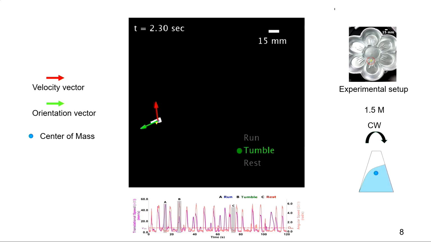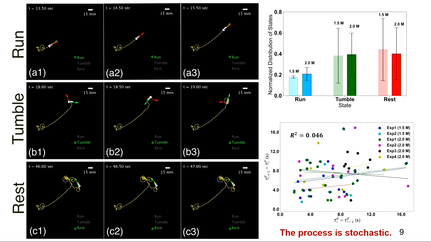This is one of the experimental movies where the green vector shows the orientation of the swimmer and the red one is the velocity vector. Now it will show the run and then it will show the tumble. When it is tumbling, there is a 90-degree angle difference between the two vectors, the velocity and the orientation vector. So, these are the snapshots of the three states.